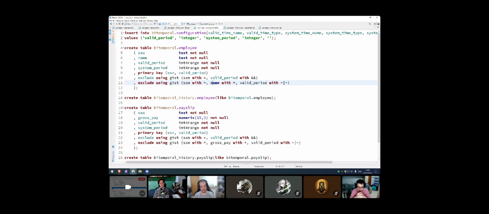That's why I'm talking about this. Instead of overlapping, I'm checking for adjacency, which means if two time ranges are adjacent to one another, and everything else is equal and the valid period is adjacent, it's an invalid row. You cannot have a gap between the same ontological primary key, which is the SSN in this case.